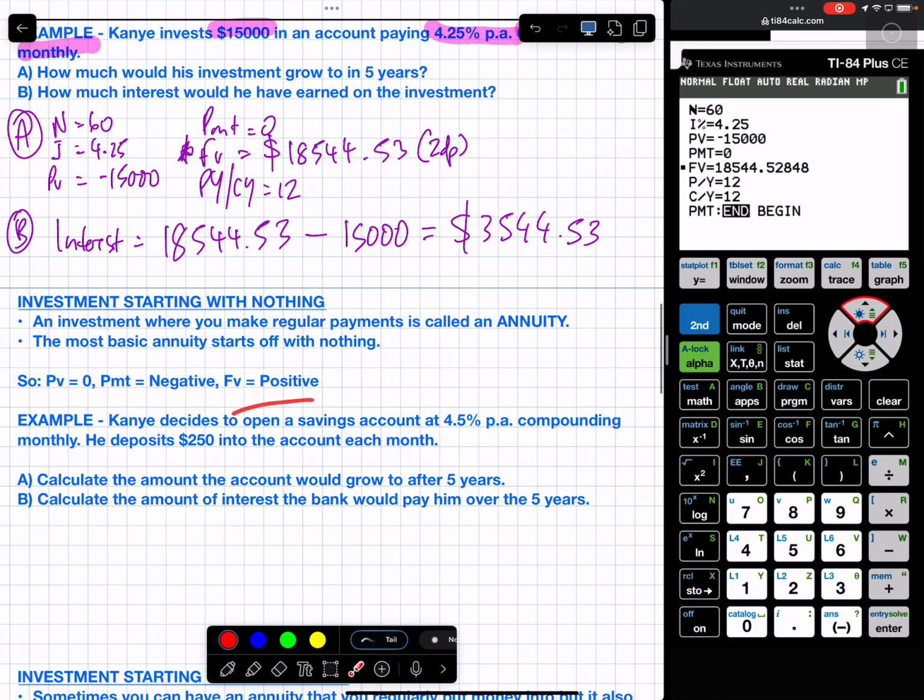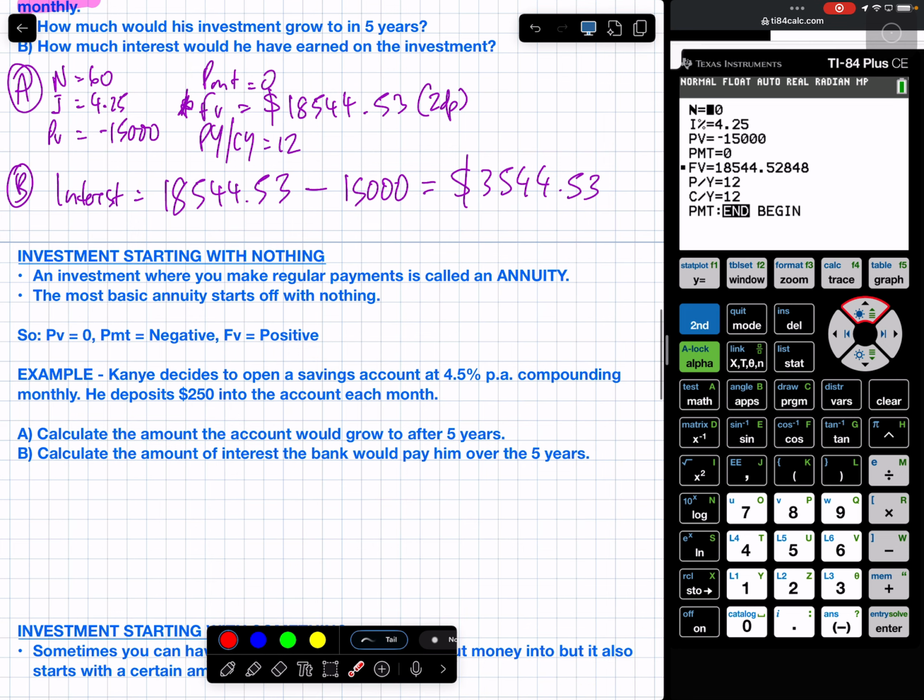FV is going to be positive because at the end, see this FV of 18,544? Why is that positive? Because Kanye was given that money by the bank after 5 years. He started off with negative 15,000. Why? Because that 15 grand disappeared from his pocket and went in the bank. And it sat there for 5 years until it grew to $18,544.